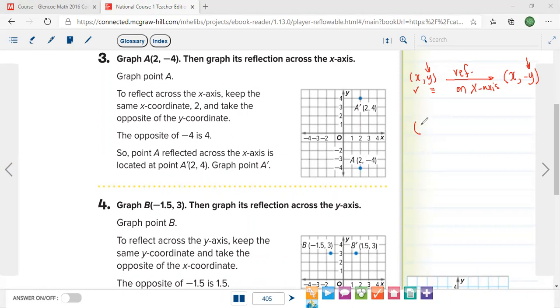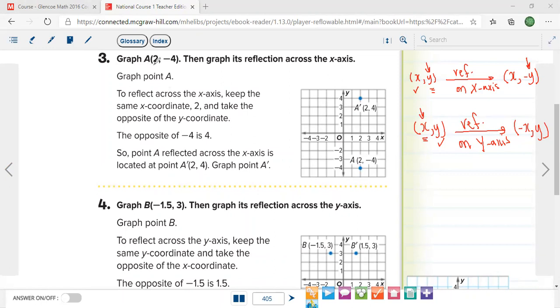Right. For the point x and y, to make a reflection on the y-axis, we keep the y and we change the x. It will be -x and y. What does it mean? Means if x is positive, you make it negative. But if it's negative, you will make it positive, and so on.